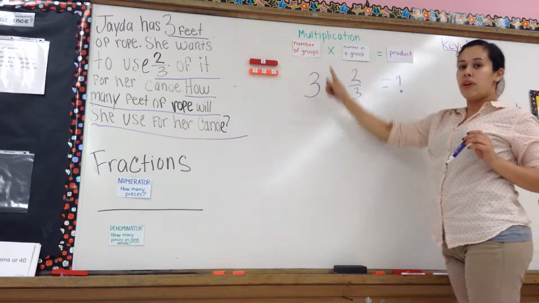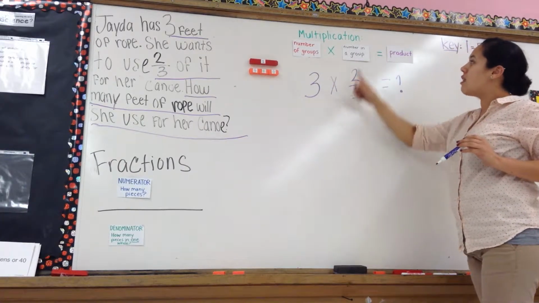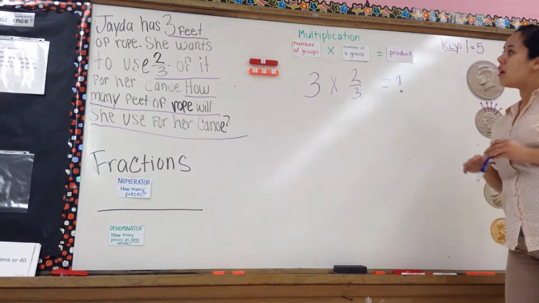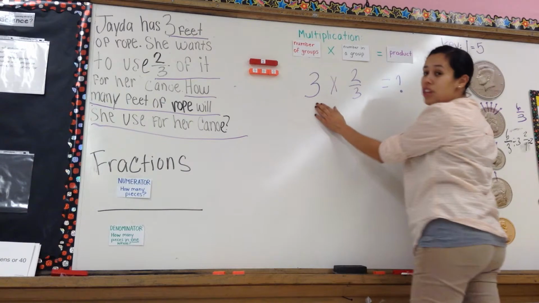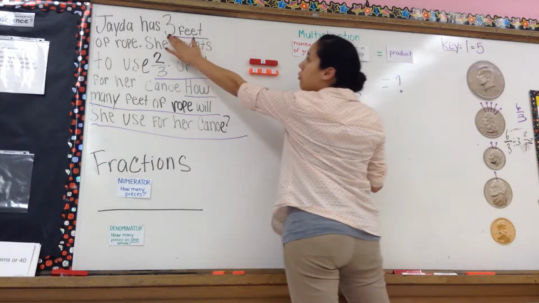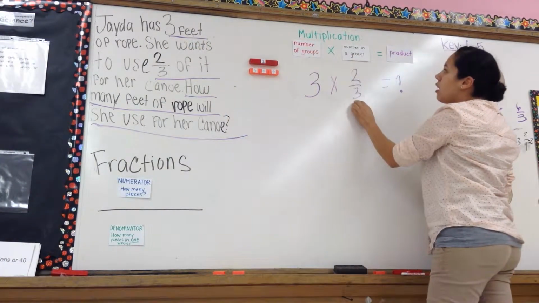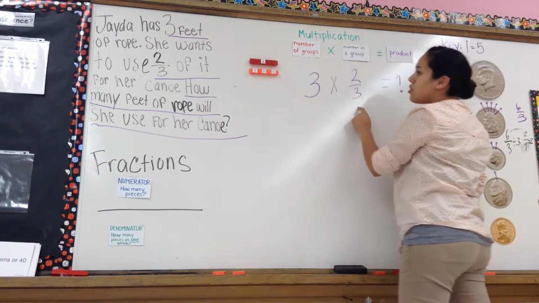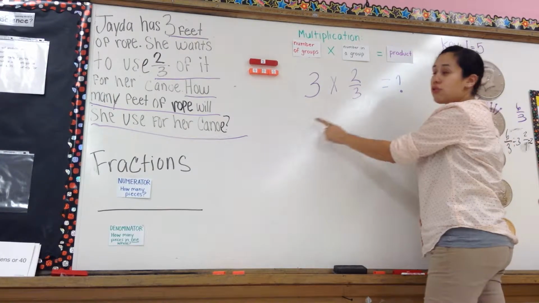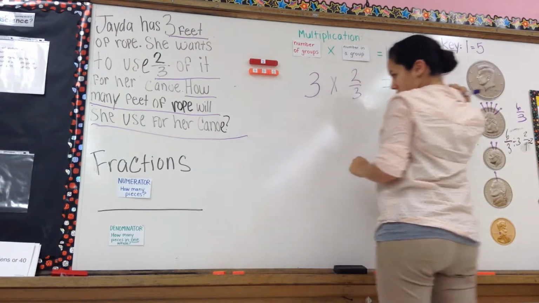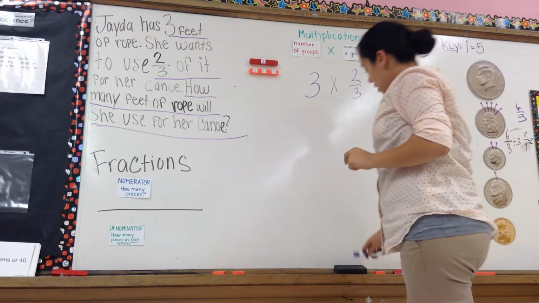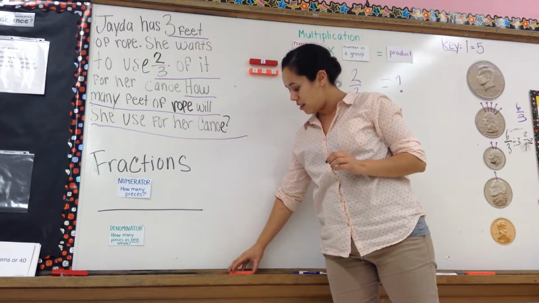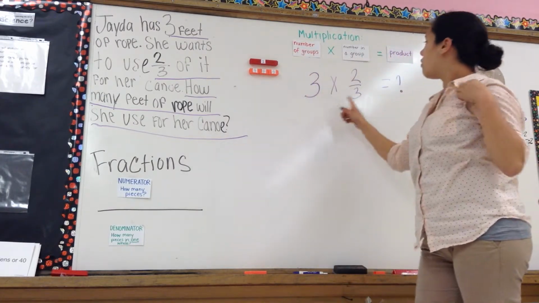This means our number of groups times the number in a group equals our product. So how many groups does Jada have? She has 3 groups. How many does she have in each group? She wants to use 2/3 in each group. Okay? So now, let me show you another way you can represent the 2/3.